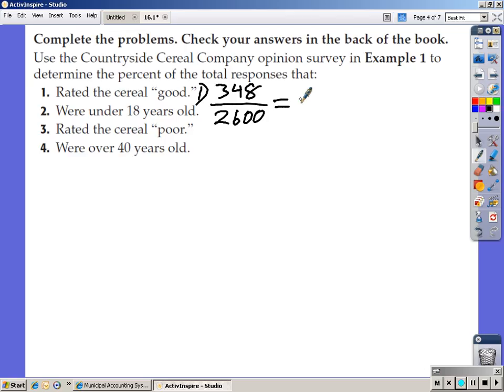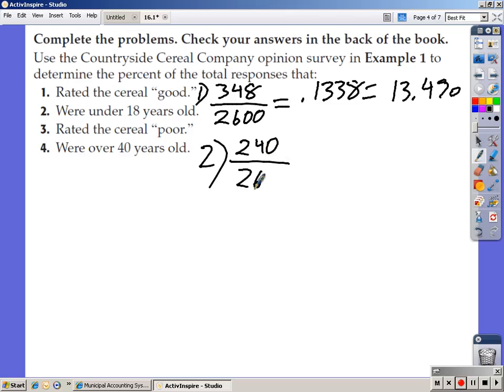Plug that in, and you should get 0.1338, which works out to be 13.4%. Number 2, we're under 18 years old. There were 240 people under the age of 18 out of 2,600. 240 divided by 2,600 is 0.0923, which works out to be 9.2%.